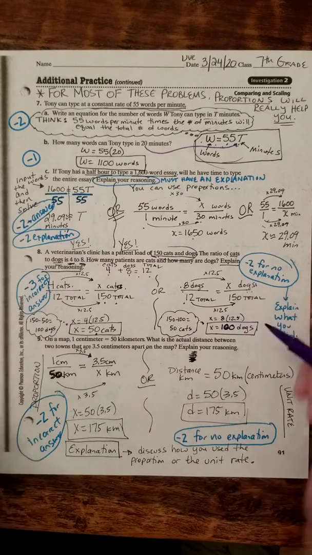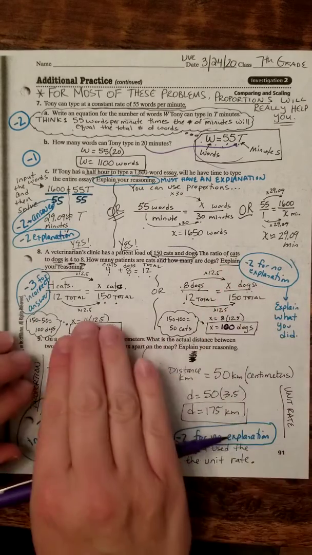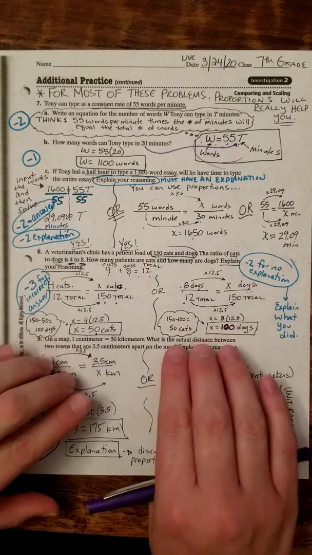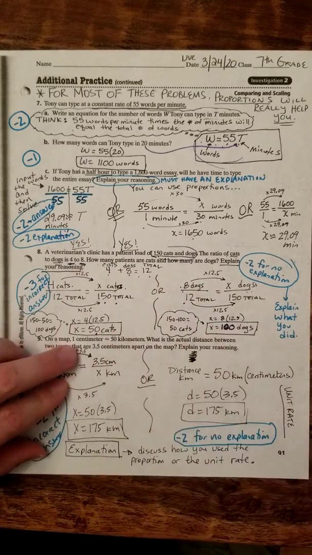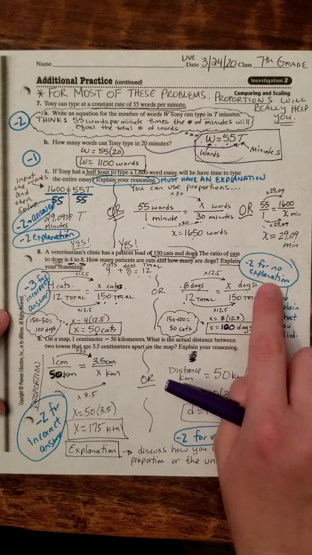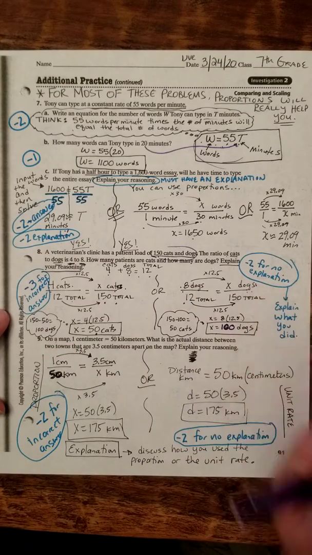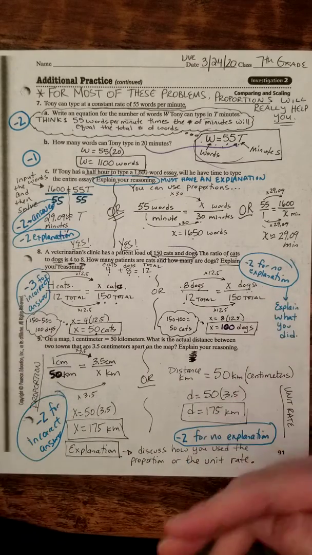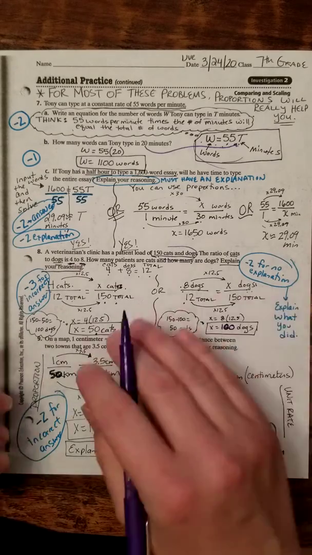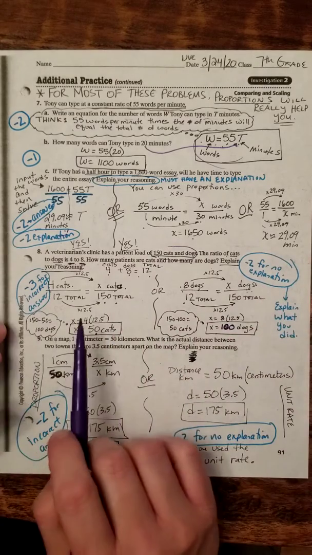So again here, you should have explained. I have a lot of work here because I want to show you different options, but really I just needed one of these options and then a quick explanation as to what I did. So no explanation for this, take 2 points off. You're basically just explaining what you did. If you had some kind of explanation, don't take any points off. But if you had no explanation, you're going to take 2 points off.